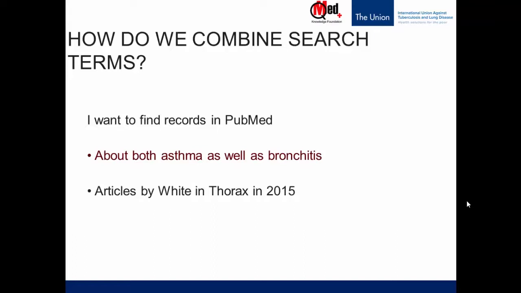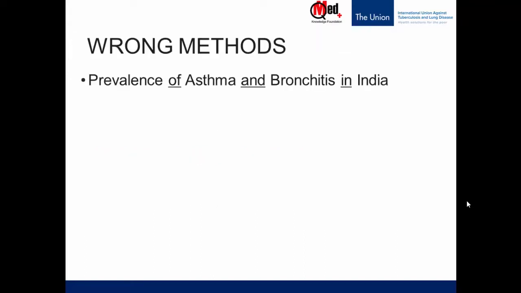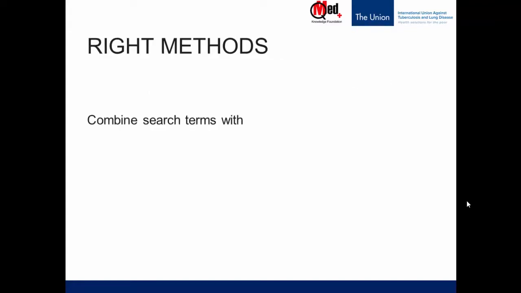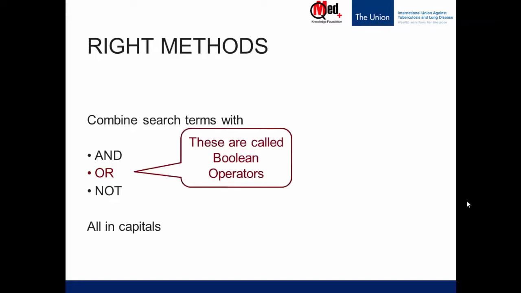Using what are called Boolean operators. The wrong method of combining search terms is like this, where the words we underline, they could be prepositions or conjunctions, they are completely ignored by the search engine in PubMed. So, the right method is to combine search terms with AND, OR, NOT. These 3 terms are compulsory to be typed in capitals and they are called Boolean operators.